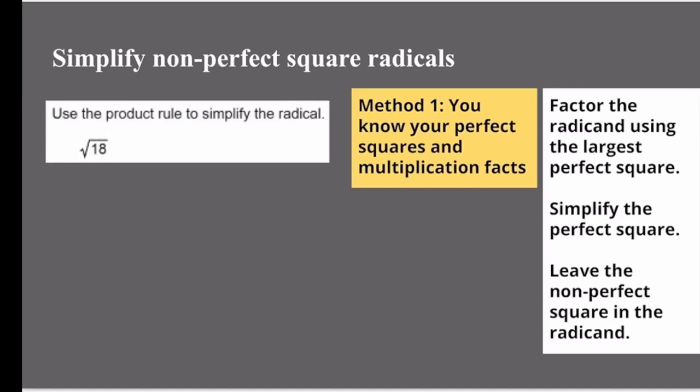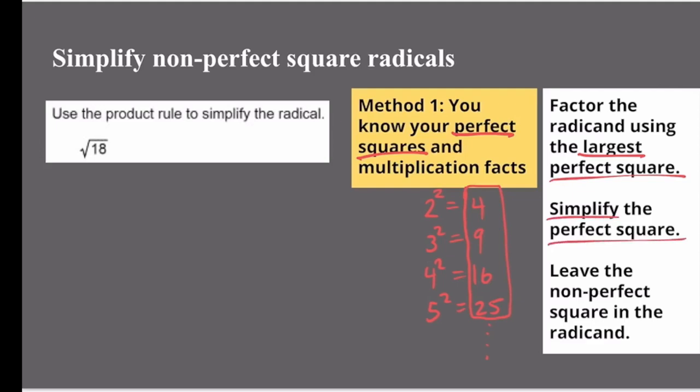Perfect squares are numbers that have square roots. So 2 squared is 4, 3 squared is 9, 4 squared is 16, 5 squared is 25, and you can continue that process. But these numbers on the right are perfect squares. So what you're looking for is the largest perfect square so that you can simplify it.